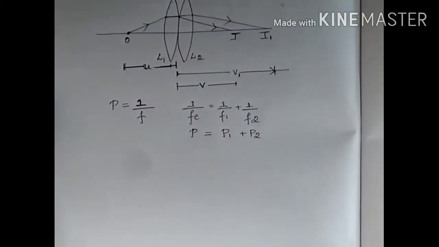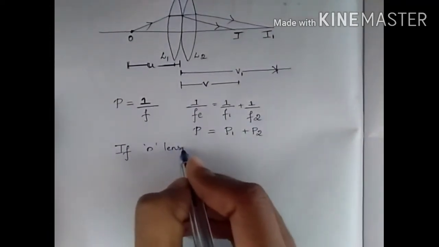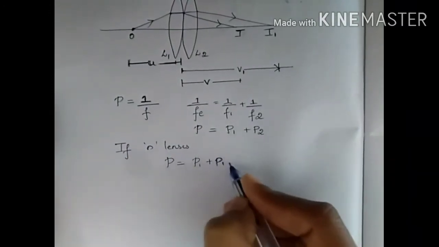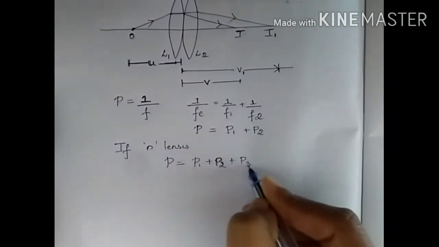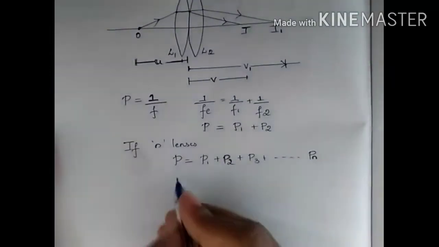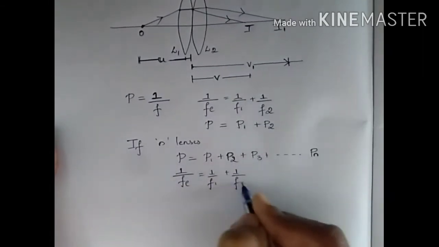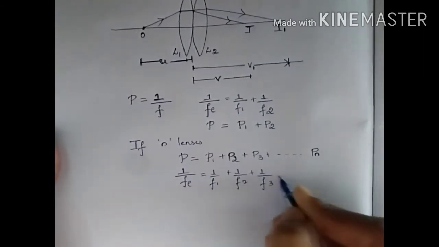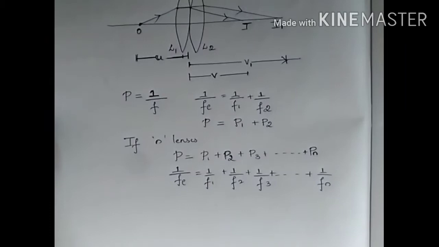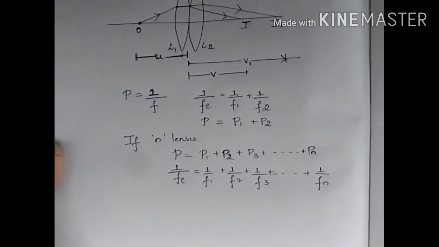Now what will happen if you have n lenses? If there are n lenses, then the power will be the algebraic sum of the powers of all the lenses: P1 plus P2 plus P3 and so on to Pn. This is simple, and the effective 1 by Fe you can also write as 1 by F1 plus 1 by F2 plus 1 by F3 and so on to 1 by Fn. This we have learned in your earlier lectures or in your plus 2.